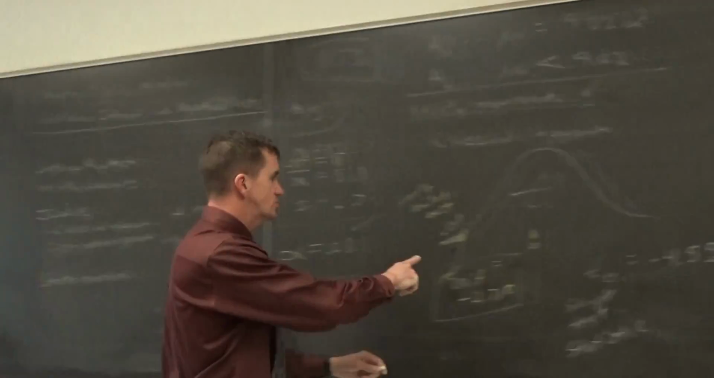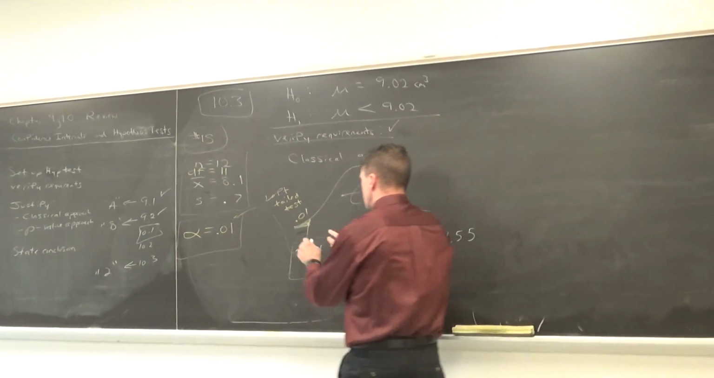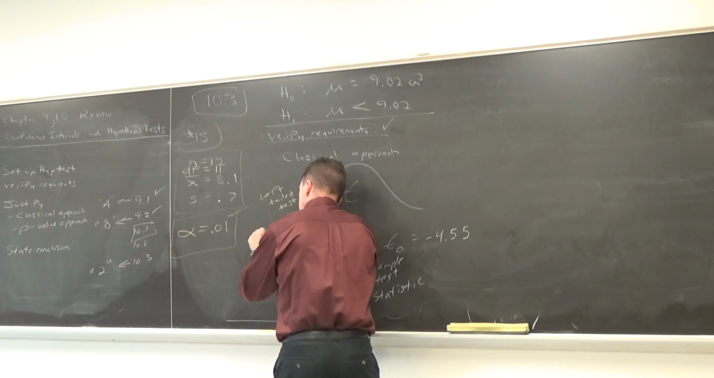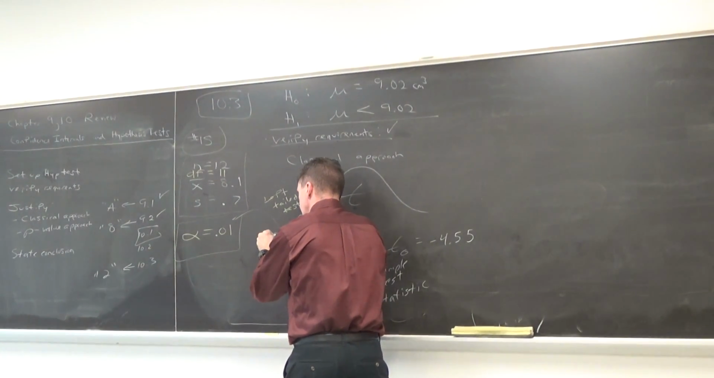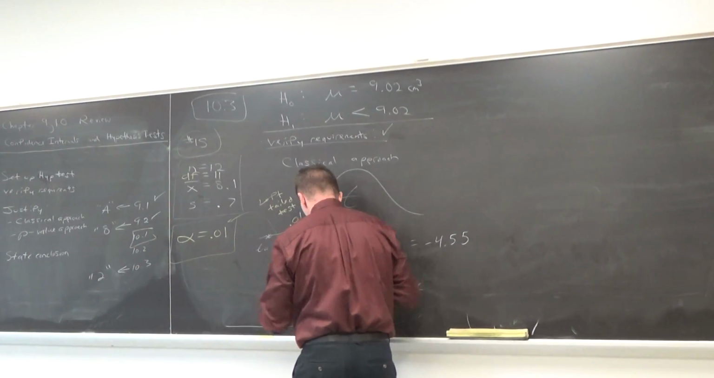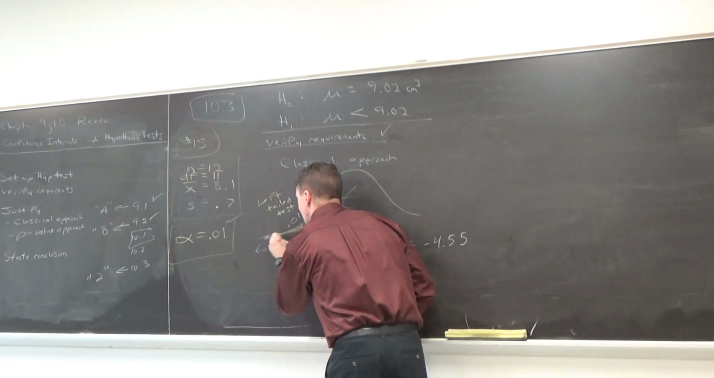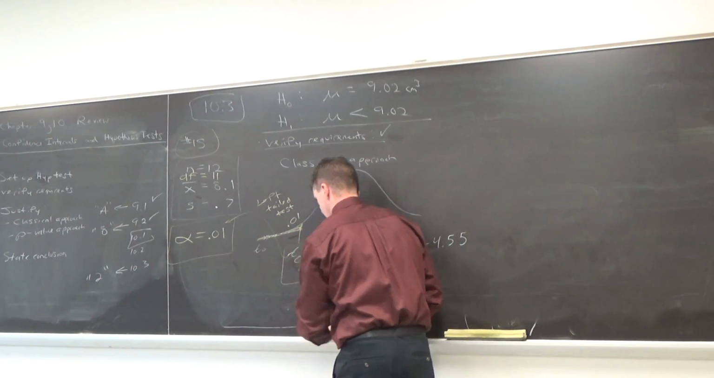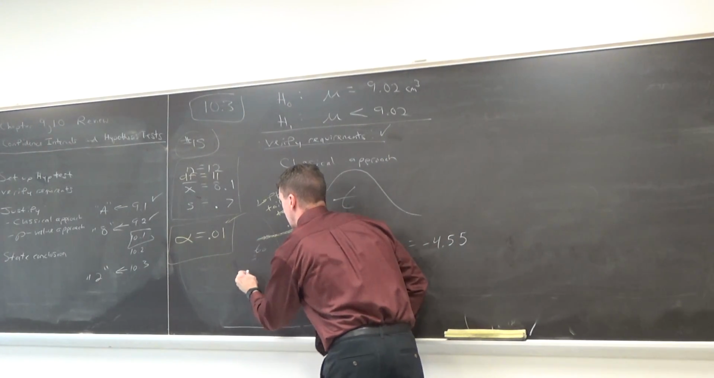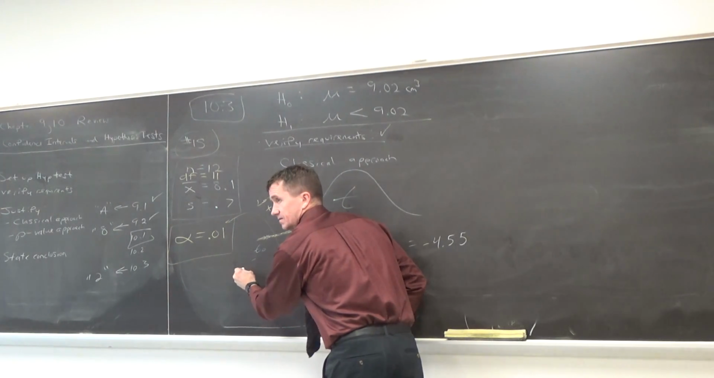Is that number in here? We should mark it. The bell kept going. It's probably about right here, right? There it is. There's P naught. Let me continue shading with my yellow. Is it in there? It is. And when this is in here, we reject the null, right?